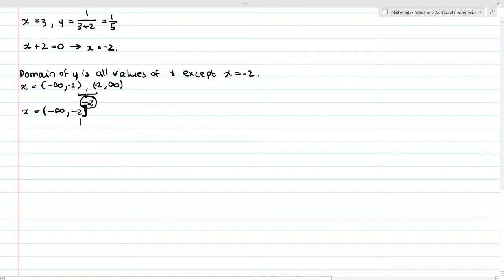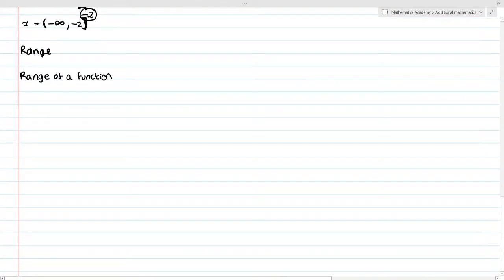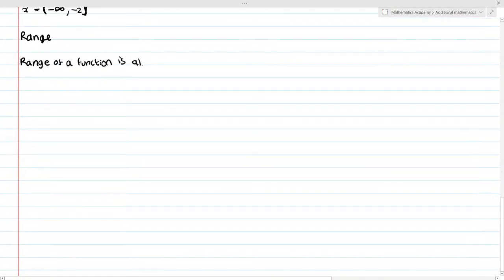Okay, now let's move on to the range. So the range is kind of like the opposite of the domain. So the range of a function is the set of all outputs of the function, rather than the set of all allowed inputs. It's the set of all outputs of the function.